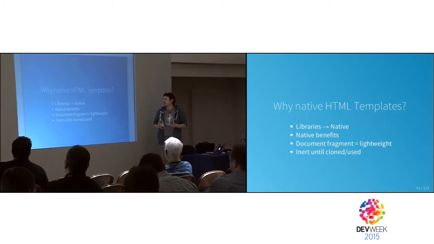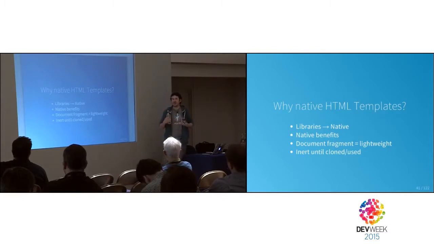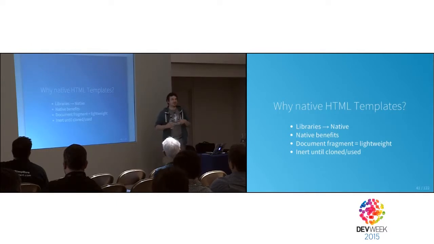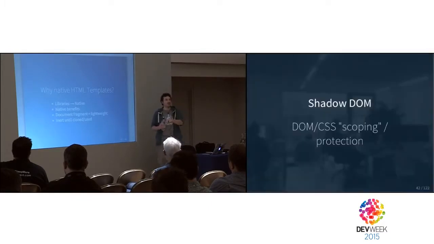Okay, so as I've said, why do we have the template element? Because people are using it anyway, and it makes sense to move it natively. We get all the benefits of it being natively supported. These things are called document fragments. So it doesn't get everything that a document gets, the document object. It just gets specific things representing a small piece of a document. So it's lightweight. And as I said, it's inert until it's actually cloned and then added to the DOM.